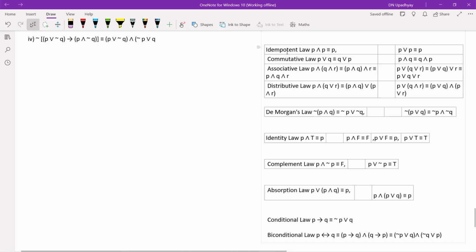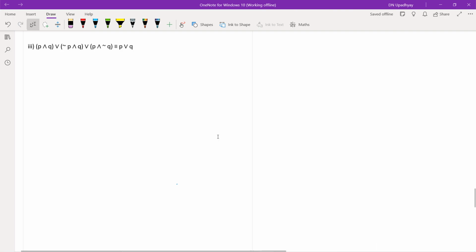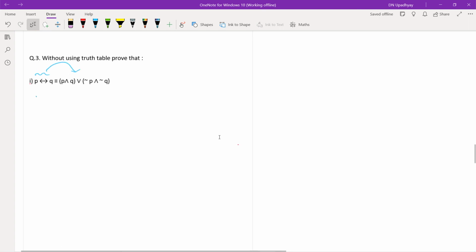These laws: idempotent law, commutative law, associative law. So basically, how to rectify? See, question-wise, which law we are going to use in which question.